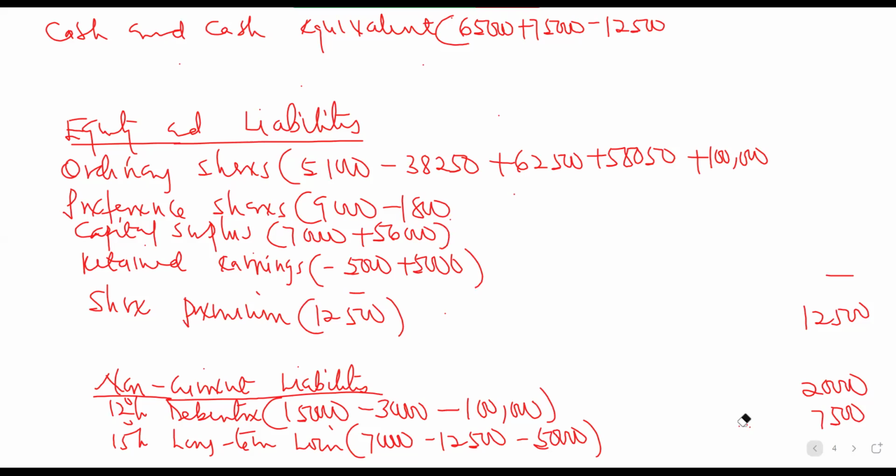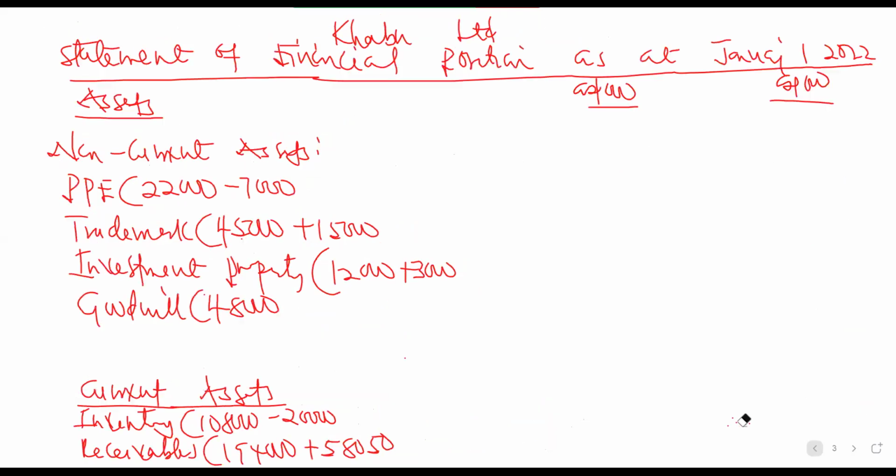Capital surplus will now be 126,000. 70 plus 56. 126,000. Our preference shares will be 0.8 multiplied by 9,000. 7,200. So you can just put the rest up.